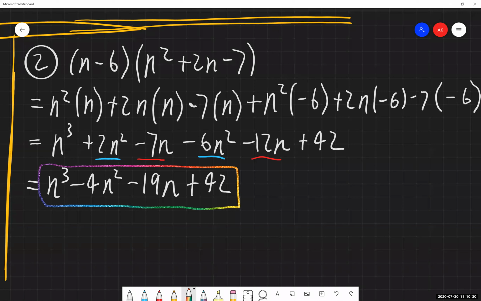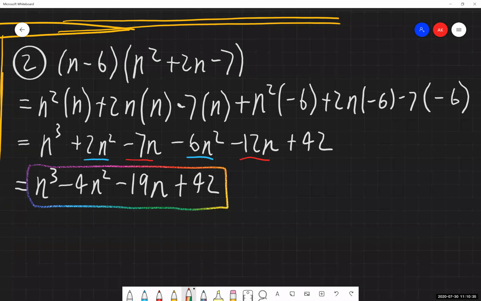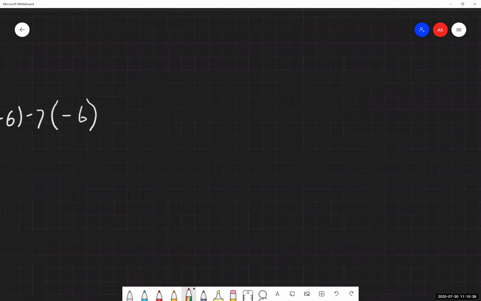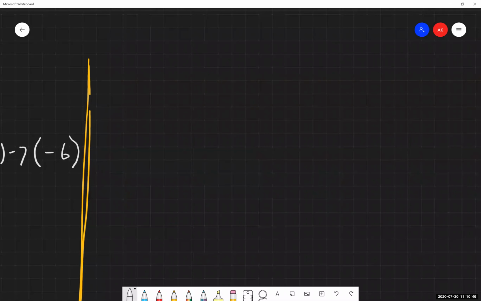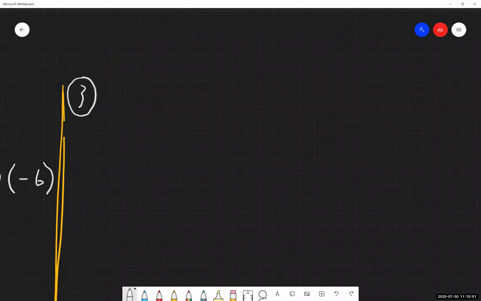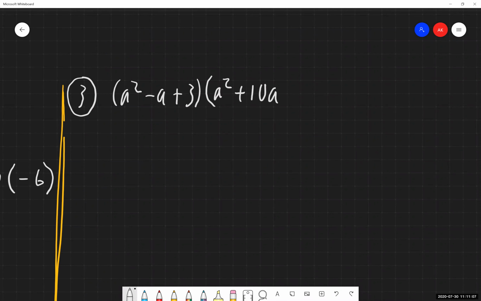So moving on to our third problem. And this is where it's going to get messy. If it hasn't been abundantly clear to you up to this point that we need to keep our work organized, well, this problem might change your mind because it's an absolute mess if you don't. So we have the trinomial a squared minus a plus 3 times the trinomial a squared plus 10a minus 8.